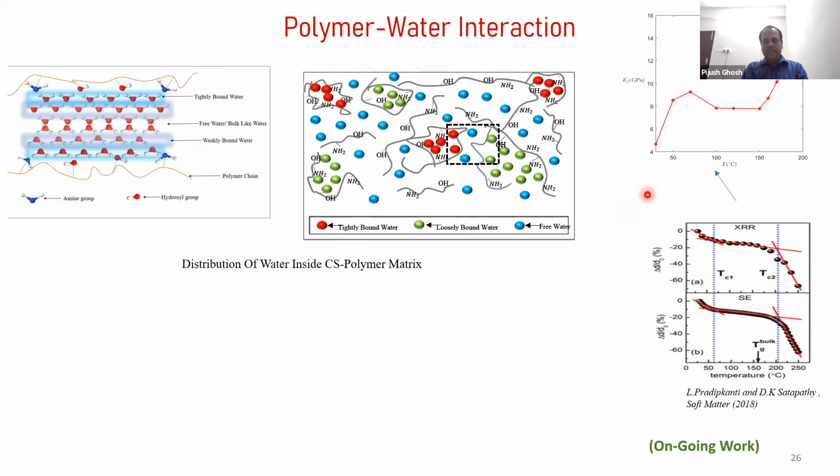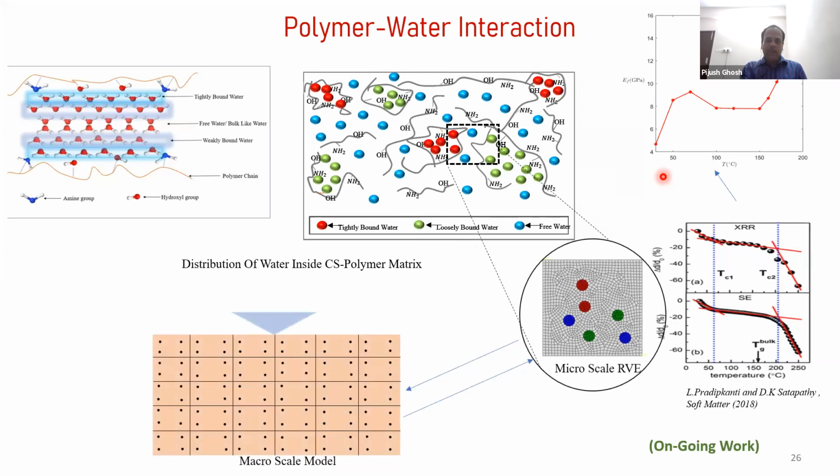And what we have seen is that with temperature, if you measure the mechanical property, there are 3 different regimes, which basically tells us that the 3 different types of water are escaping from the system. So that motivates us to model this system, both to investigate experimentally as well as to build a mechanics-based model.